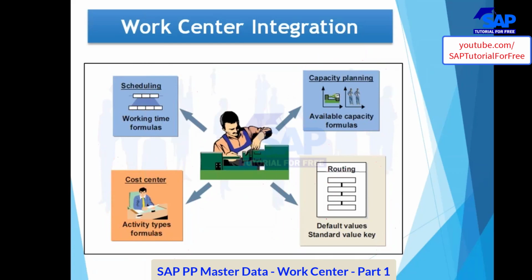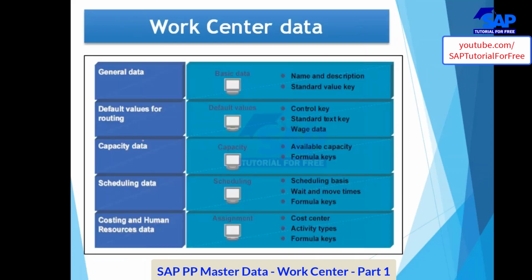Now the data in the work center is maintained in 5 tabs. One is general data. Here you maintain the work center name, description, standard value key. We'll come to standard value key within a minute. Then another tab is called default values for routing. Here you maintain the control key, standard text key, wage data. This tab is called default values for routing because whatever data you maintain in this tab will get copied to your routing when you assign this work center to the operation. That is why it is called the default values tab.